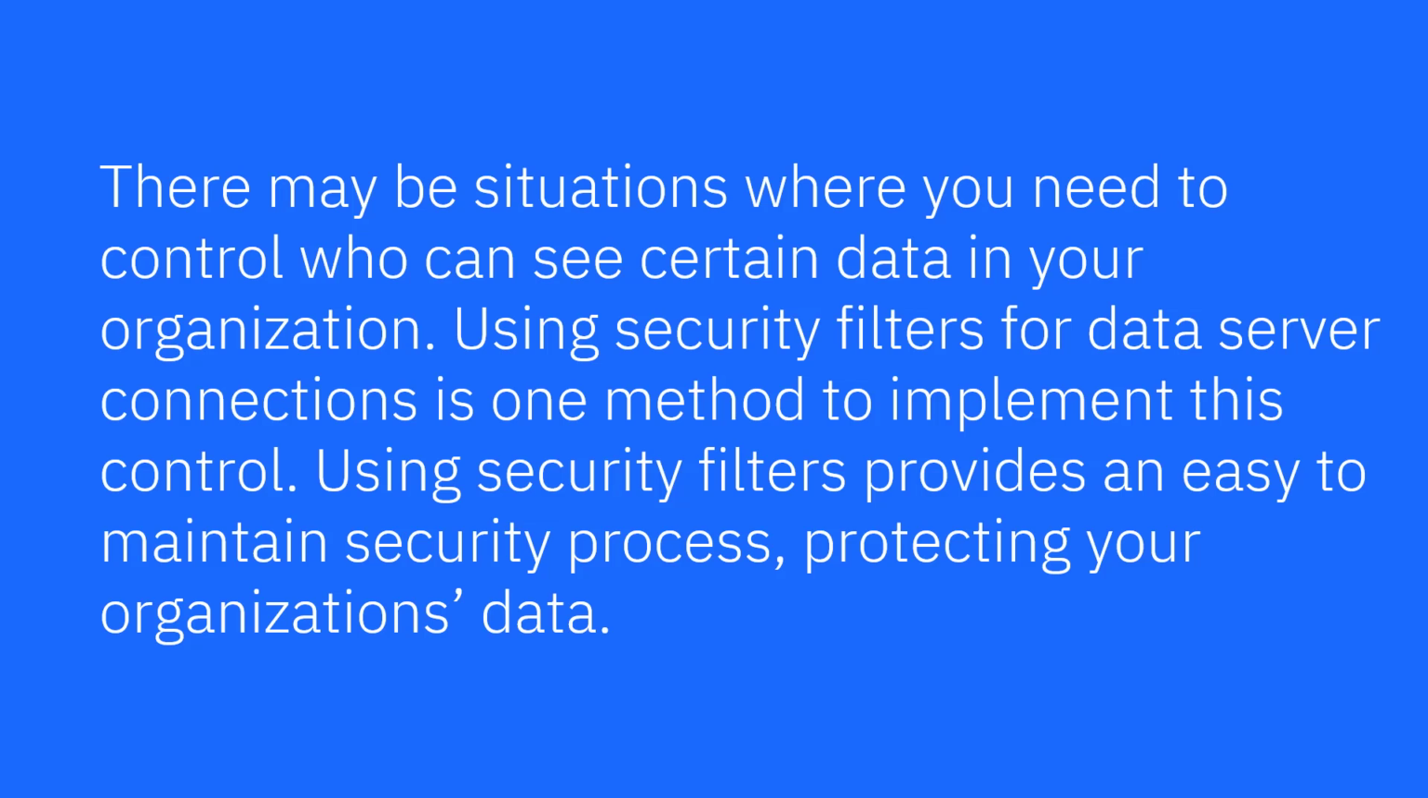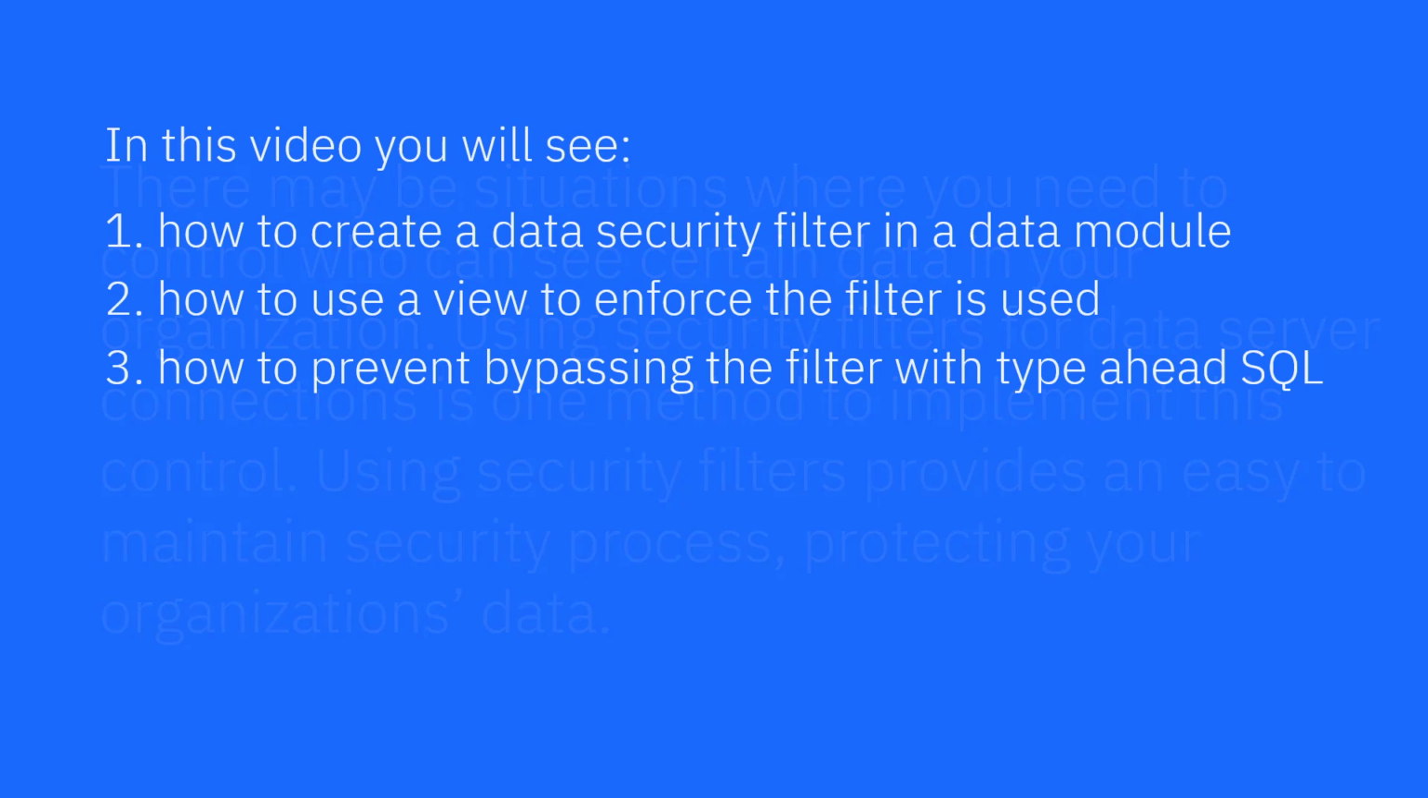There may be situations where you need to control who can see certain data in your organization. Using security filters for data server connections is one method to implement this control. Using security filters provides an easy-to-maintain security process protecting your organization's data. In this video, you'll see how to create a data security filter in a data module, how to use a view to enforce the filter is used, and how to prevent bypassing the filter with type-ahead SQL.